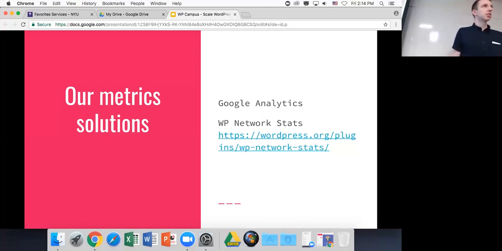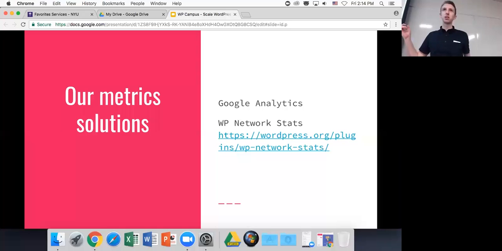So our current metric solution, as many of you probably know, for a system like ours, there's not a whole lot of options available right out of the box. So at the moment, we're using a combination of traditional Google Analytics and a plugin called WP Network Stats that was actually developed by my predecessor. This plugin is available at the moment, but you might need to do a pull request if you're interested in getting it updated and working currently.